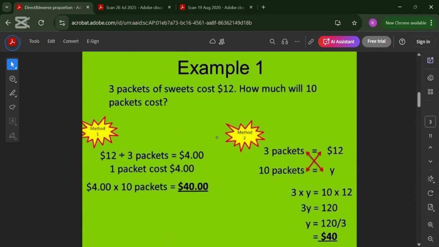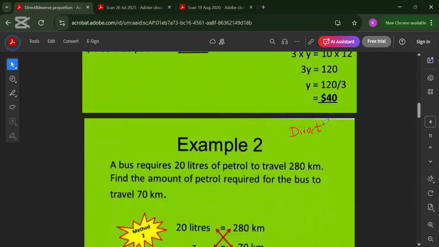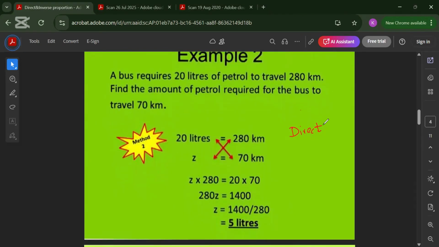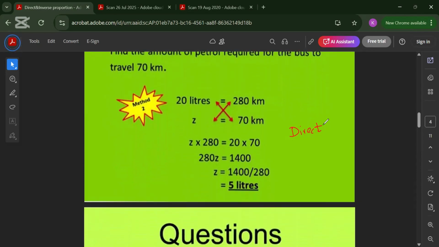Then cross multiply. We must remember, when it is direct proportion, we cross multiply. This is the most important thing to remember. When two quantities are directly proportional, we cross multiply them. There is another example here where the quantities are petrol in liters and the distance traveled. Again, it's a direct proportion question, so we cross multiply. It's very important to assess the proportionality.